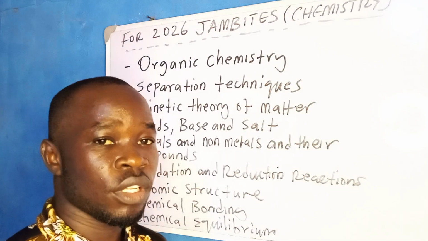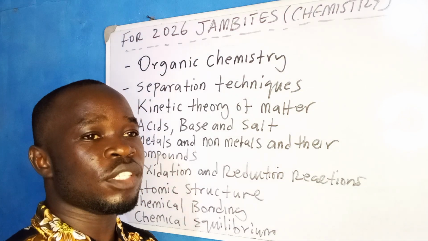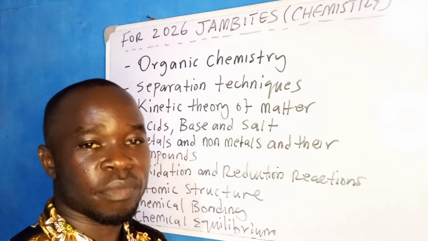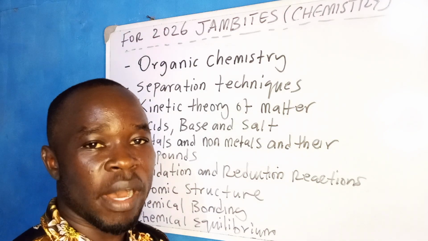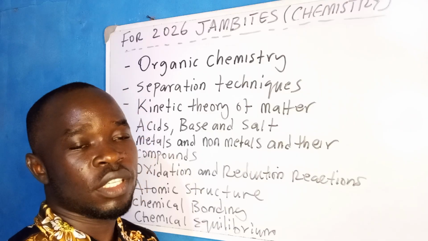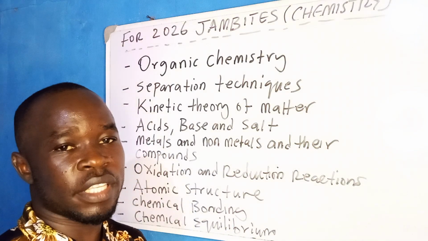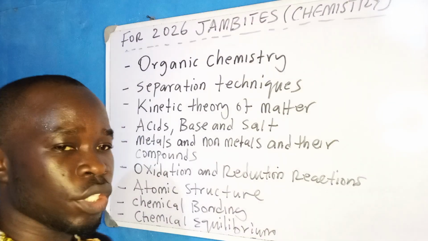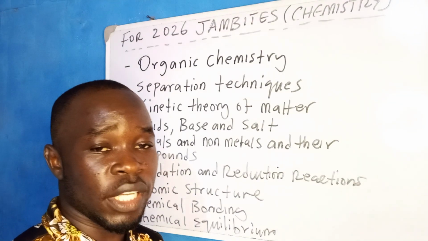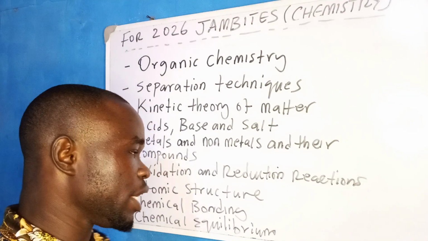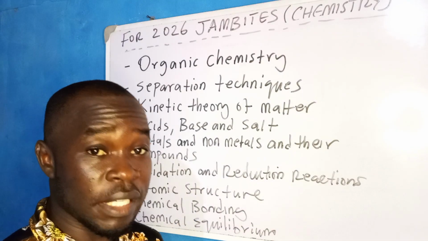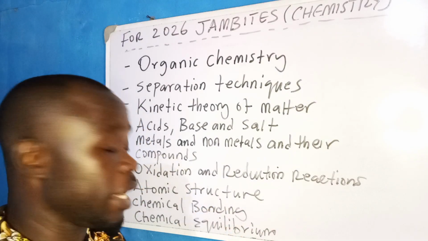Atomic structure. Just study atomic structure very well. The mass number, the neutron number, the isotopes, the molarity. Study everything about it. Chemical bonding: electrovalent bond, coordinate bond, van der Waals bond. Study chemical bonding very well. If you want to pass this exam, this is for those that want to do very well.